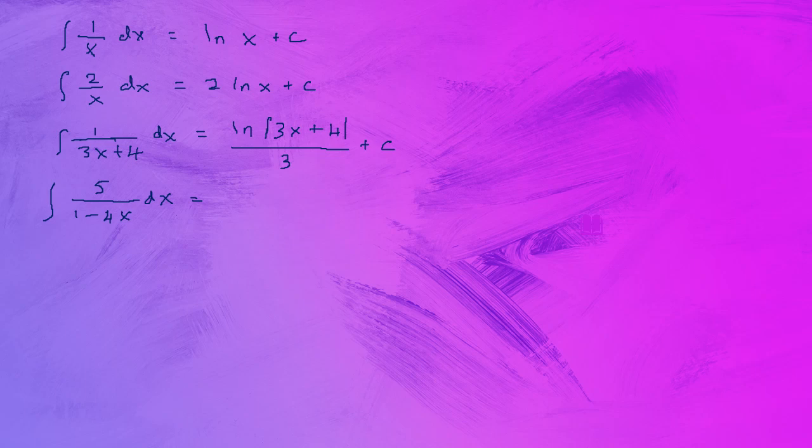Next, integrate 5 over 1 minus 4x. So we have a constant in the numerator and in the denominator we have x to the power of 1. So this integration we will get ln. So 5 is a constant, so we just write 5 and then integrate 1 over 1 minus 4x. That one we get ln(1 minus 4x). And then divide by the constant for x here, which is negative 4. So divide by negative 4 plus c.